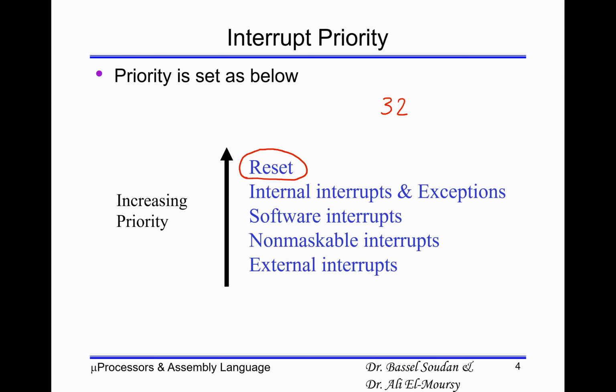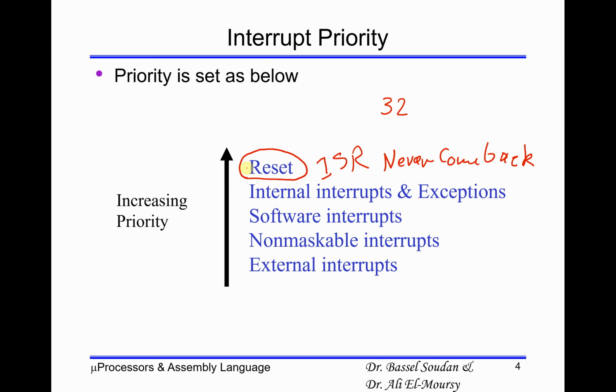By the way, this is one of the interrupts that do not return. The microprocessor will call the interrupt service routine, the ISR, for the reset, and will never come back, because the order received by the microprocessor is to reset, to switch off. That's why this interrupt has the highest priority.